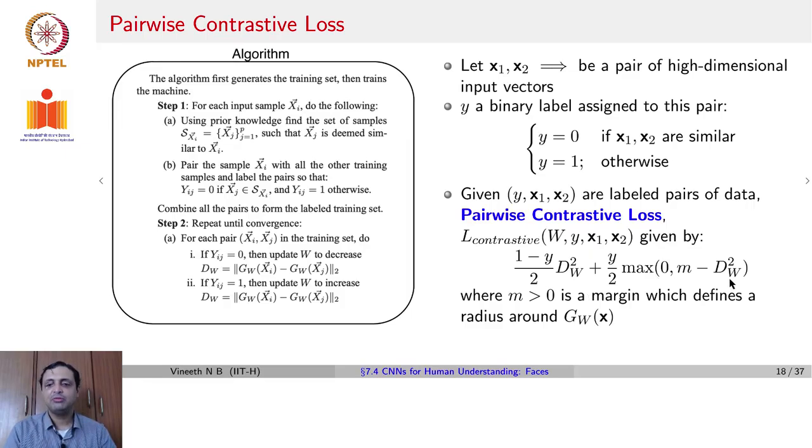And this states that if dw square is greater than m, then the second quantity will become negative, the max would become 0, and you're saying that there is nothing to do. dw square, or the distance between the dissimilar images, is already greater than my user-defined margin m. So this term would disappear. However, if dw square is less than m, in that scenario, you would be minimizing m minus dw square, which is equivalent to maximizing dw square, or the distance between these dissimilar images.